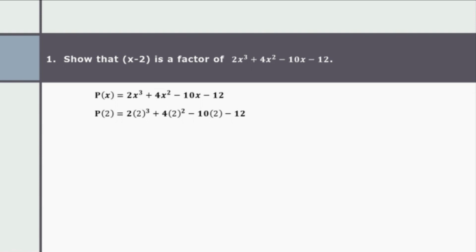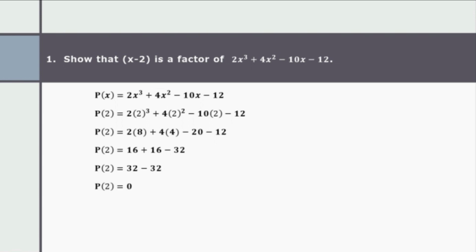2 raised to 3 is equal to 8. And 2 raised to 2 is equal to 4. So 10 times 2 is 20. So 2 times 8 is equal to 16. 4 times 4 is 16. Then negative 20 minus 12, the answer would be negative 32. Then 16 plus 16, the answer is 32. Then bring down negative 32. So 32 minus 32 is equal to 0.